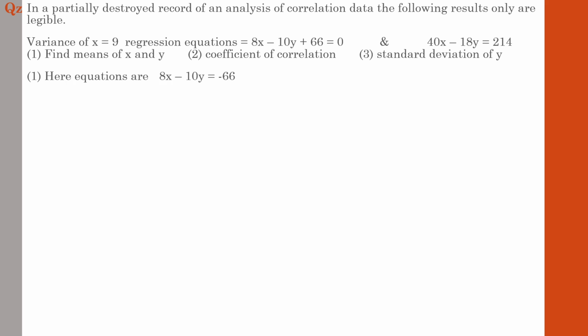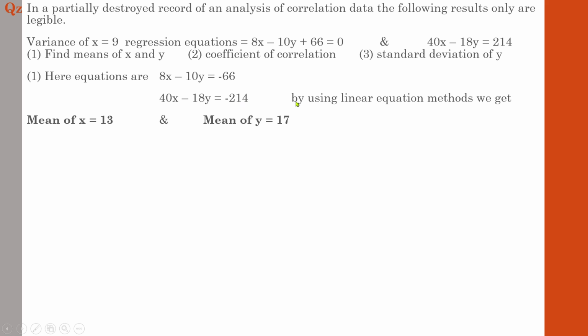Here the equations are 8x minus 10y equals minus 66 and 40x minus 18y equals minus 240. By using the linear equation methods, you will get the mean of x as 13 and the mean of y as 17. I believe you all know how to solve linear equations, so I am not showing the steps. Try to find whether you are getting these answers. If you have any queries, please let me know. So the first part is over.